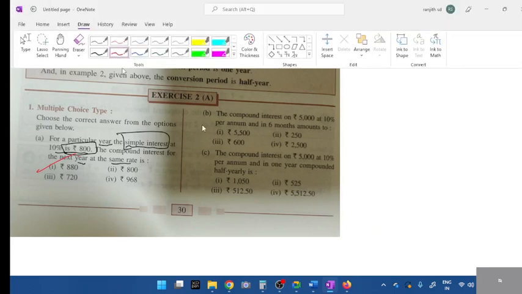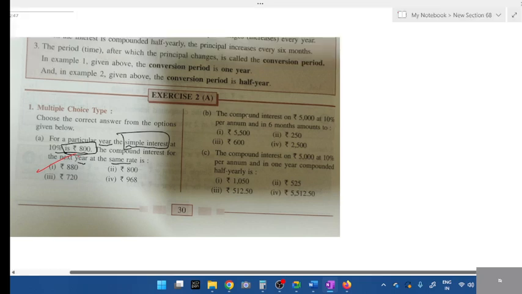Look at the second question, students. Look at second B. The compound interest on rupees 5,000. What's the principal given? So what are they talking about here? Compound interest or simple interest? Okay, what is the principal? They have given 'on' or 'is', students. What is the preposition 'on'? Which means it is principal, not 'is'.